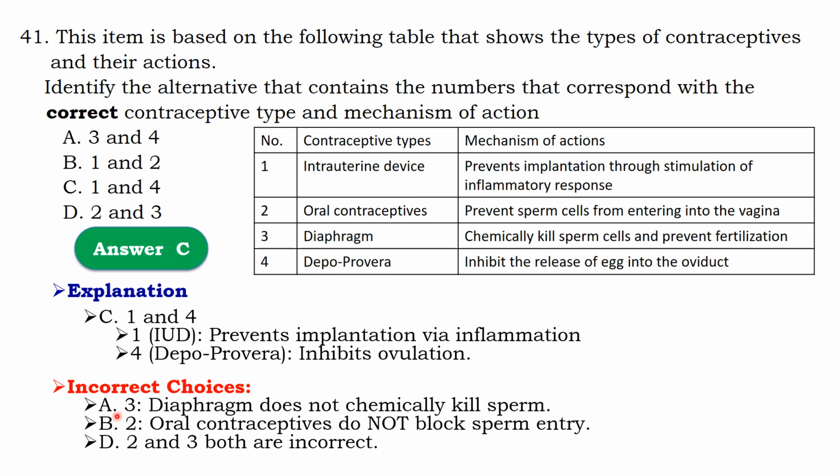When you look at the incorrect choices, option A, number 3, diaphragm does not chemically kill sperm. It works mechanically, not chemically. Number 2, oral contraceptive does not block sperm entry, it prevents ovulation, not blocking the sperm. Option D contains numbers 2 and 3, which are both incorrect, so the answer should be C.